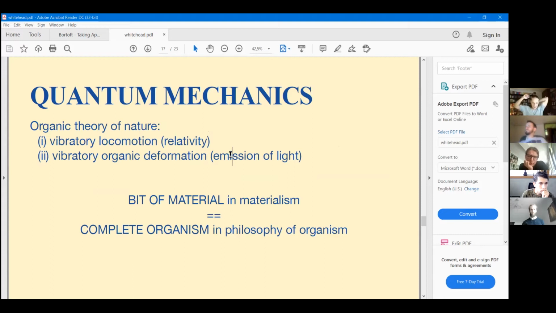So the way I gather it was, he developed two criticisms or interpretations of modern science, modern physics. First was vibratory locomotion, which deals with the problem of relativity. The second one is vibratory organic deformation, namely the emission of light. And it's crucial for us that we understand that this is a deformation. It's not an investigation of something that exists by itself. It exists in a certain system where it has equilibrium. And of course, the bit of material Bodo was talking about is a complete organism for Whitehead.